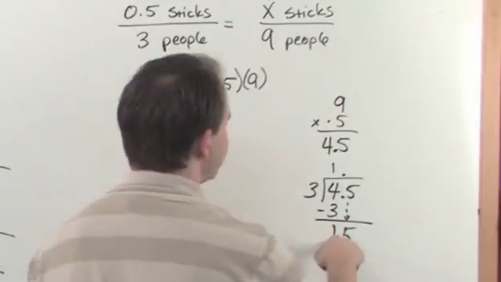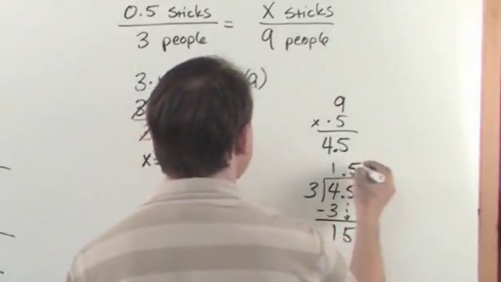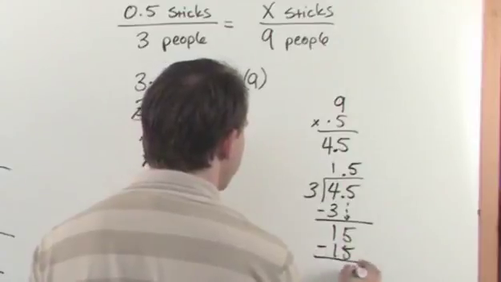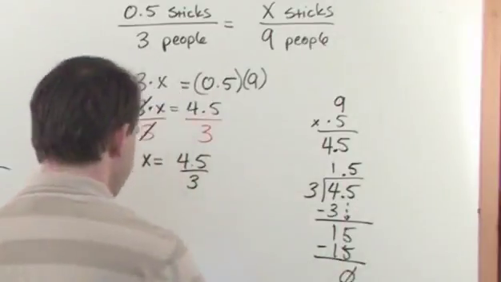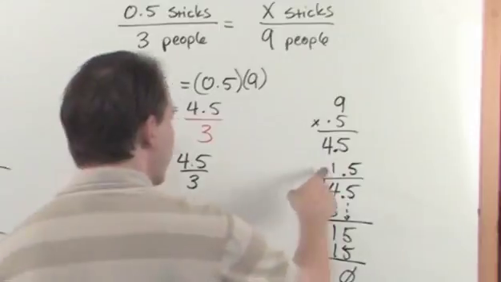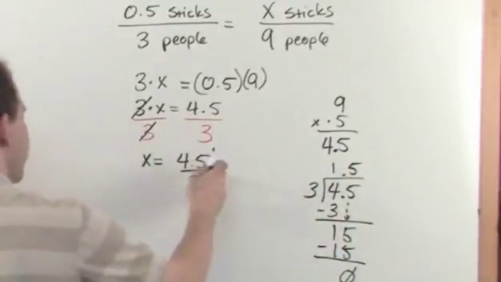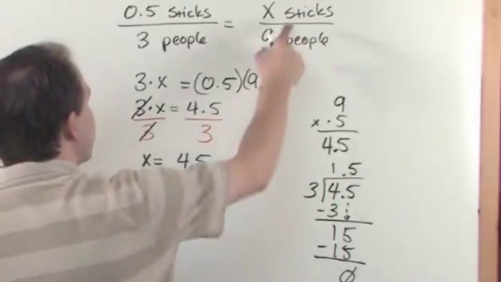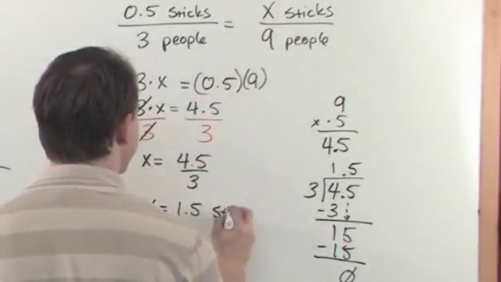3 goes into 15 how many times? It goes 5 times, because 3 times 5 is 15. I subtract. I get 0. There's nothing else to drop down, so I'm done. 1.5. 4.5 divided by 3 is 1.5. Don't forget x is sticks of butter.